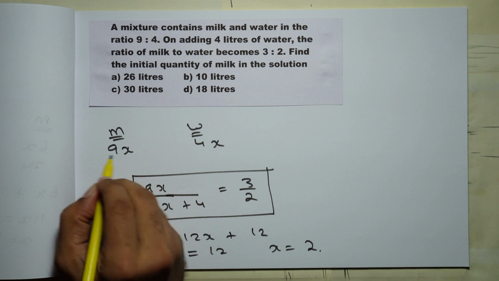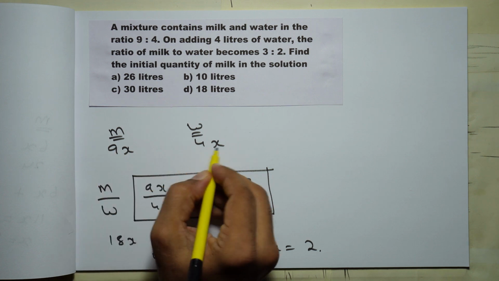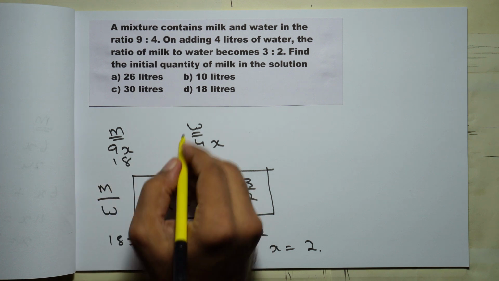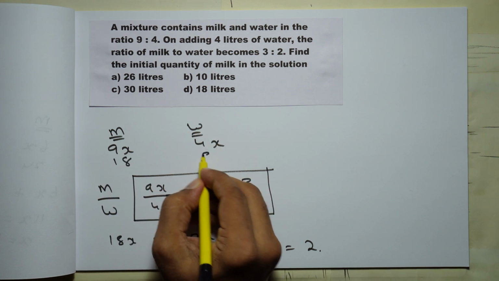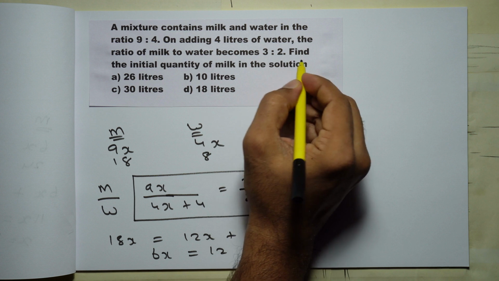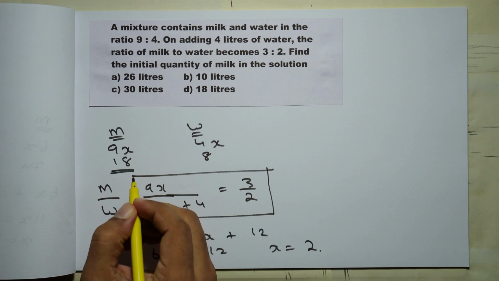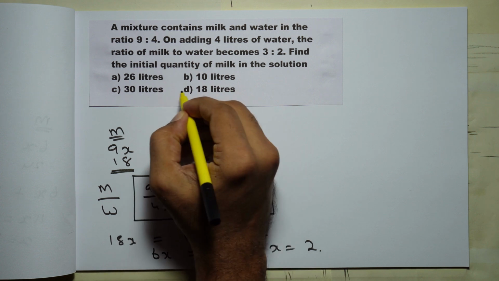So the actual values of milk and water are 9x and 4x, where x is 2. So 9 into 2, 18, and water will be 4 into 2, which gives you 8. Now the initial quantity of milk in the solution will be 18. So option D, 18 liters.